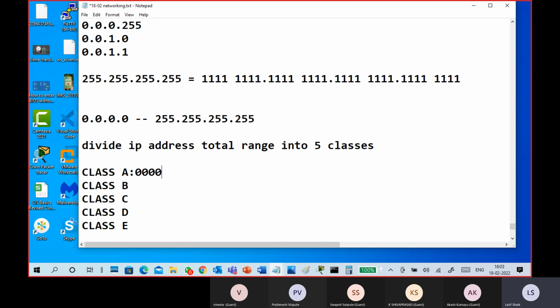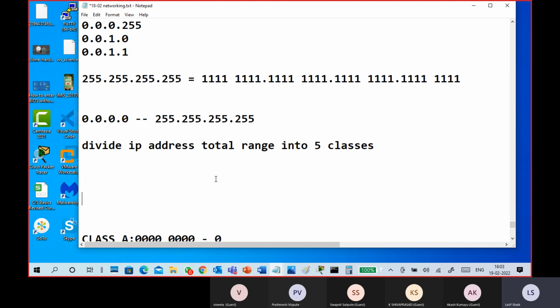So this is the binary number, starting with 0. I forgot to say this point: to recognize the class of an IP address, there are 5 classes.